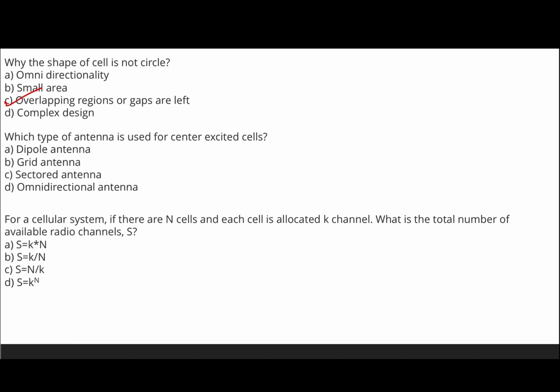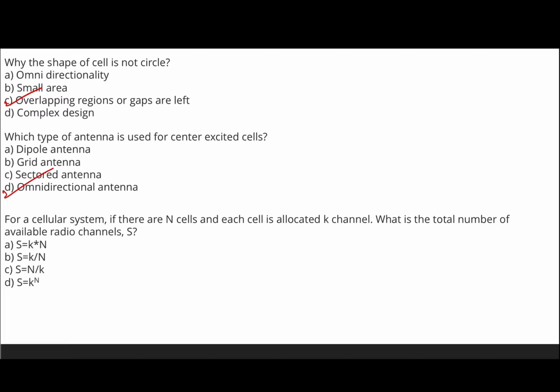The antenna needs to radiate equally in all directions to cover the cell uniformly. An omnidirectional antenna provides 360-degree coverage. So, we usually use an omnidirectional antenna for a center excited cell. The answer is option D.